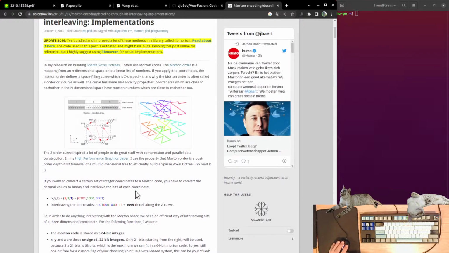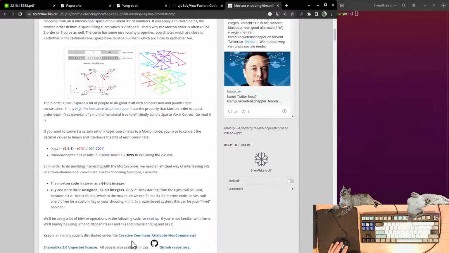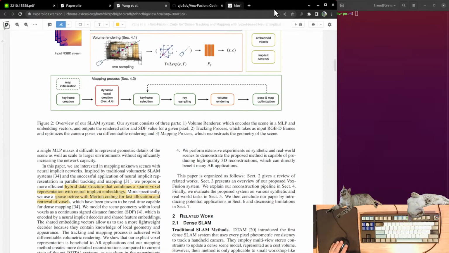Okay, so you're interleaving the bits. So let's say you had XYZ coordinates of 5, 9, and 1. This is the binary representation of each of those numbers, and then you interleave those bits. Okay, kind of cool. So they're doing some tricky stuff with the octree here.